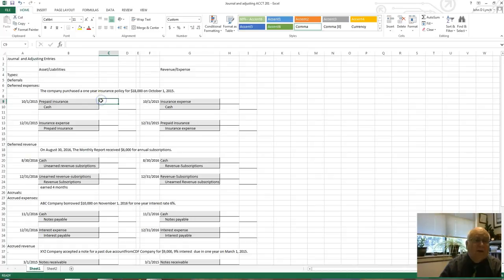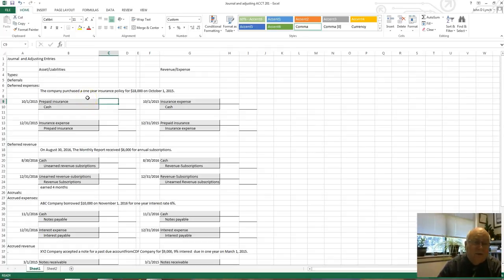Okay, we're going to do different types of adjusting entries and journal entries at the same time using both of these approaches. And the first one we're going to talk about is deferrals, and we're going to talk about deferred expenses. Now these are expenses that are basically prepaid, but they're not an expense yet because you haven't really used them. So another one would be like office supplies, rent would be a deferred expense, prepaid rent, that type of thing. We're going to do the insurance one.